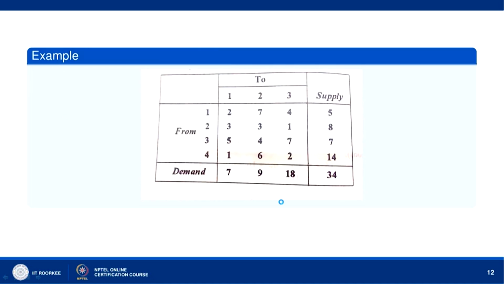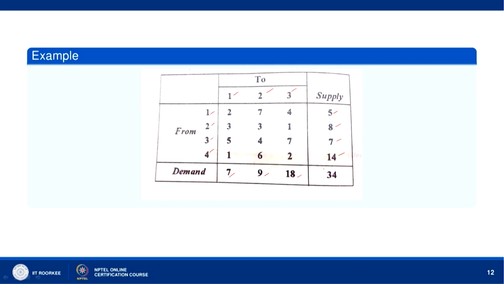So, say for example, we have this table given. We have 4 sources, 1, 2, 3, 4, and 3 warehouses, 1, 2, 3. The availabilities at the 4 sources are 5, 8, 7, 14, and the demands at warehouses 1, 2, 3 are 7, 9 and 18. Total is 34. So, it is a balanced transportation problem.